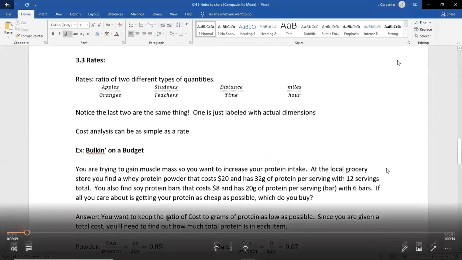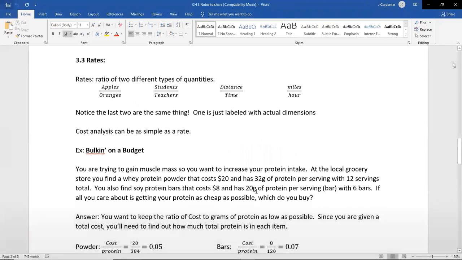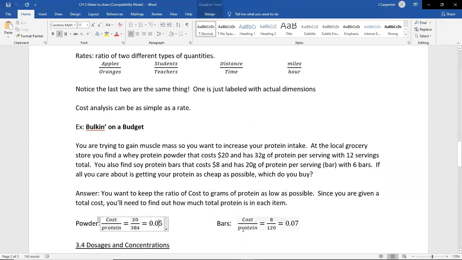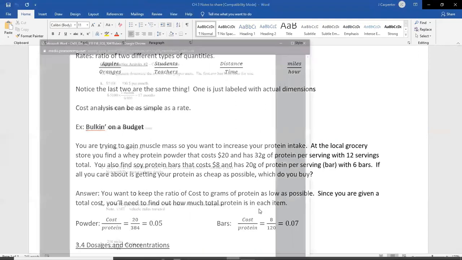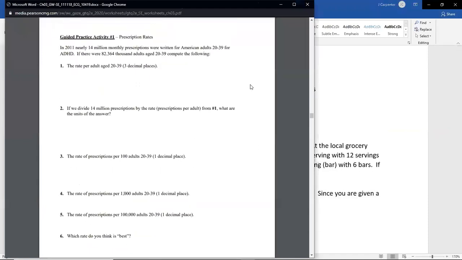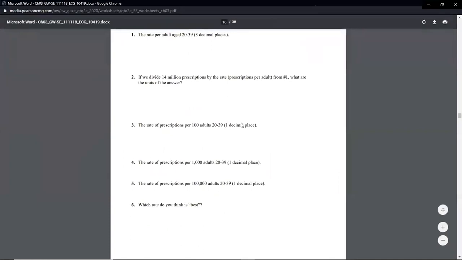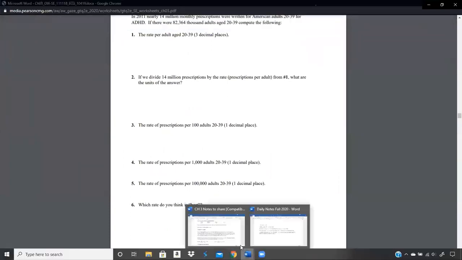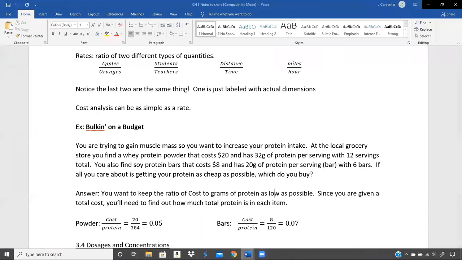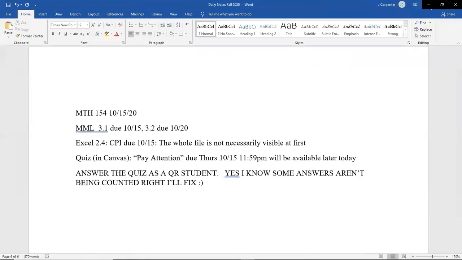We had done the Bulkin on a budget problem, and I had some more writing up here, but I don't save the file with the writing. So if you need to see those notes, the writing parts, you can see it in last class. Ultimately, I just don't have the written parts of how we figured out where the 384 and the 120 came from. But what we were working on at the end of last class was not this page. That'll be today. Was this page. And we said we still had to do, I think it was 3 through 6. Yes, 3 through 6.